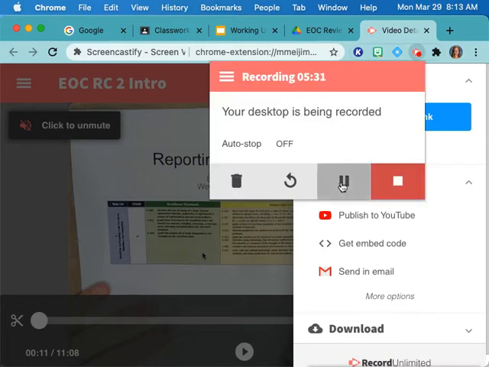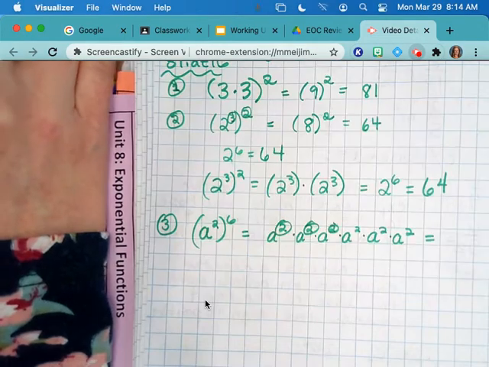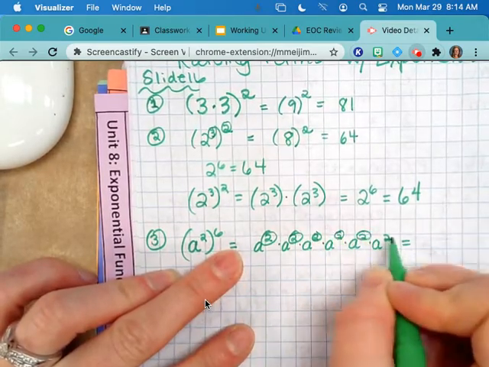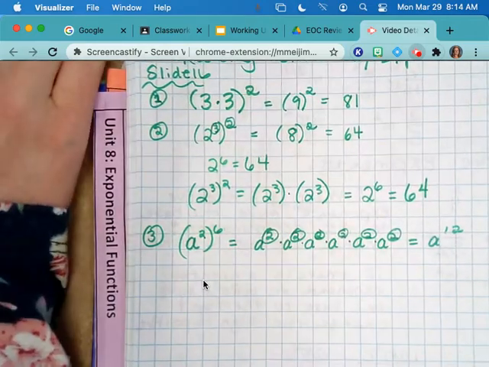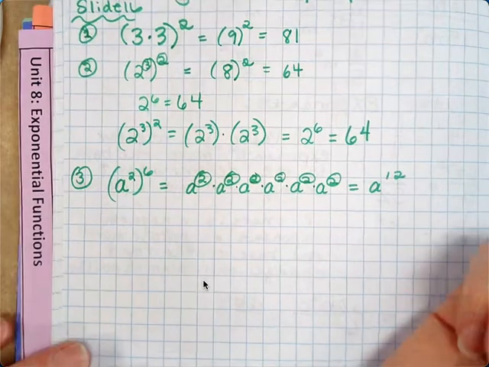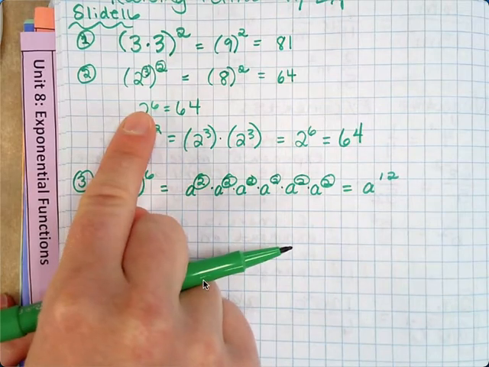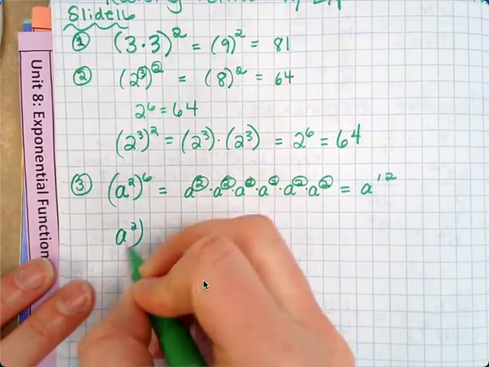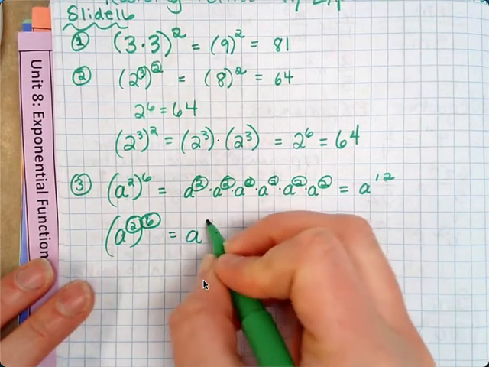Let me pause this real quick. So then that would be 2, 4, 6, 8, 10, 12, right? A to the 12th. Are you seeing some kind of pattern that we can do an easier way? Like what we did up here? Yeah, just multiply. So if it's a squared to the 6th power, it'd be a to the 12th.